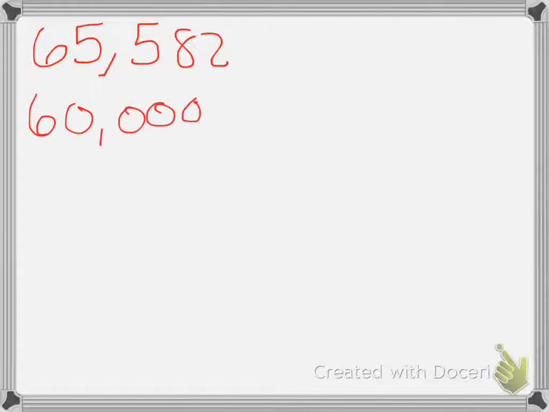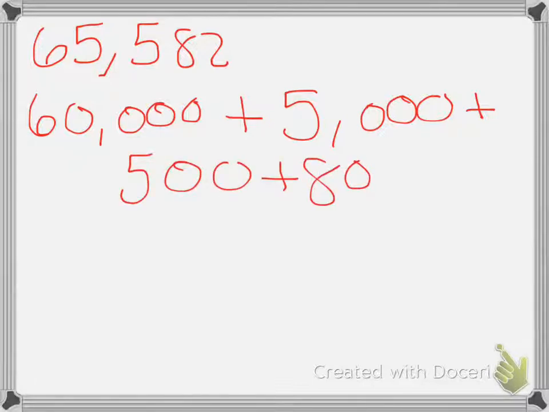Let's say we had the number 65,582. That is the standard notation. It is the most common way of representing numbers. So when you say a number, that's how we write it. Another way to show a number is by writing in its expanded form. Expanded form represents a number as the sum of values of each digit. So for this number, I can write 60,000 plus 5,000 plus 500 plus 80 plus 2.